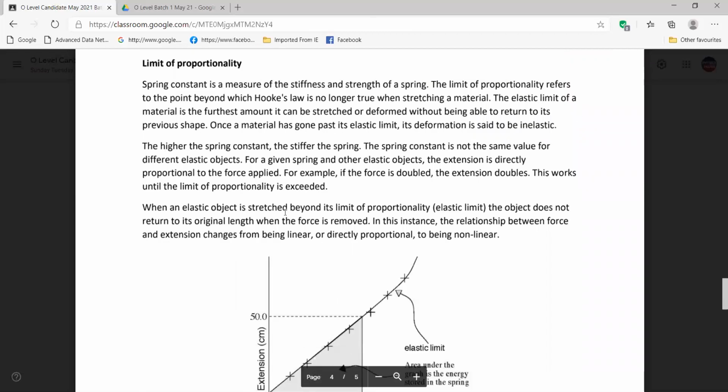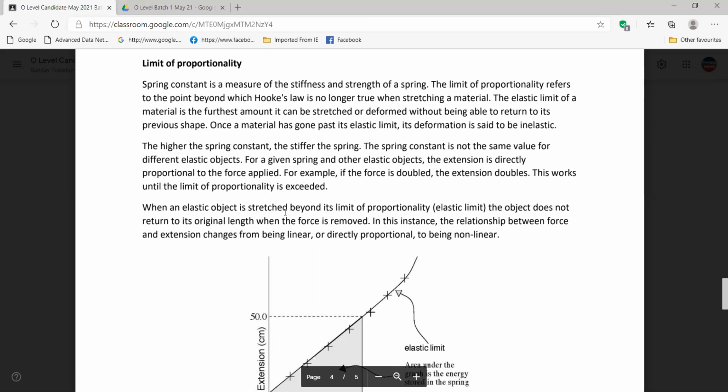The higher the spring constant, the stiffer the spring. The spring constant is not the same value for different elastic objects. For a given spring and other elastic objects, the extension is directly proportional to the force applied. For example, if the force is doubled, the extension doubles. This works until the limit of proportionality is exceeded.